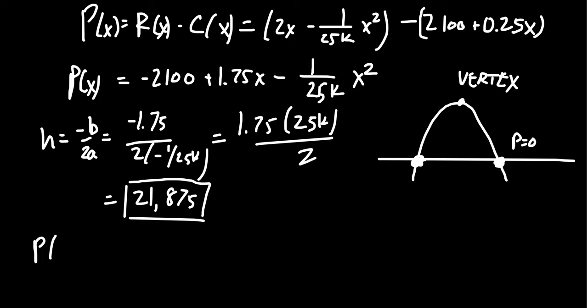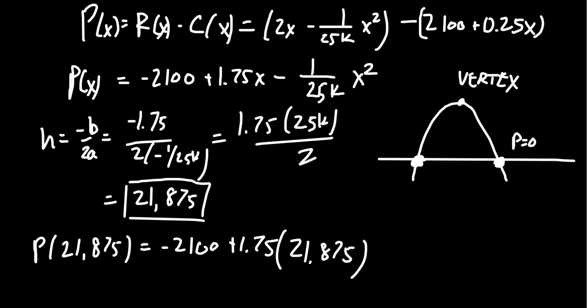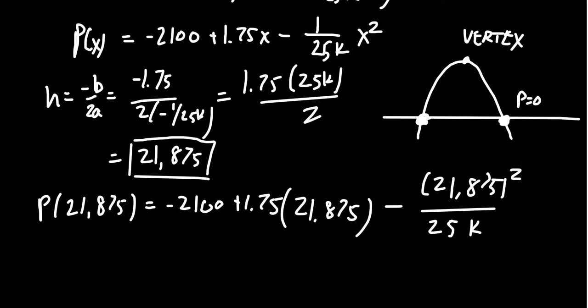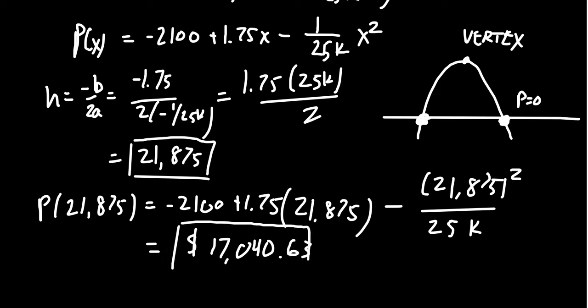For the maximum profit, P, we have to plug 21,875 into our function and then compute it: negative 2100 plus 1.75 times 21,875, try not to round until the very end, minus 21,875 squared over 25,000. Again, use a calculator to help you out here. There's all this arithmetic that is not super necessary for us here. It's the analysis that we really are trying to understand. And then when you crunch that through your profit machine, we would have a profit of $17,040.63. So this would be our estimated profit from producing about 22,000 little widgets in our factory on a given day.